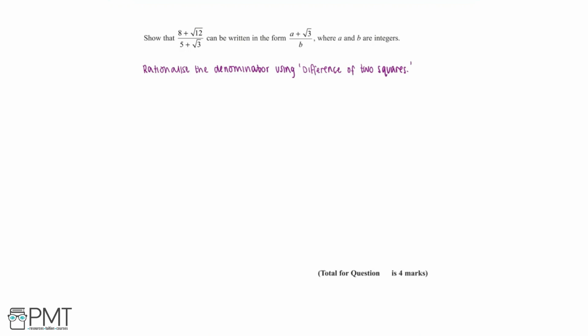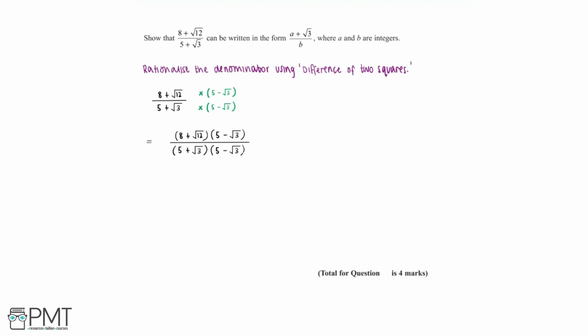Since we have a denominator of 5 plus root 3, in order to get rid of the surd in the denominator, we want to multiply both the numerator and the denominator by 5 minus root 3. And so by doing this, the surd in the denominator will cancel out. If we multiply both by 5 minus root 3, we'll end up with this fraction. We have 8 plus root 12 multiplied by 5 minus root 3 in the numerator, and 5 plus root 3 multiplied by 5 minus root 3 in the denominator.